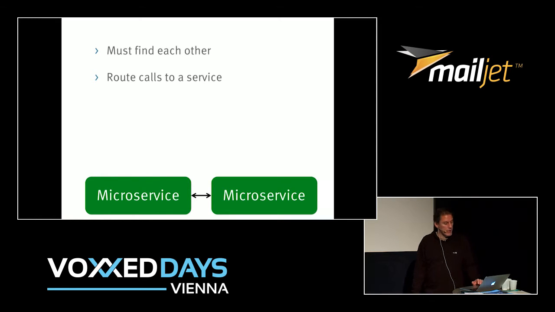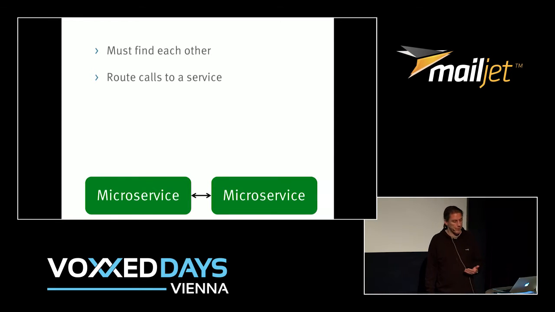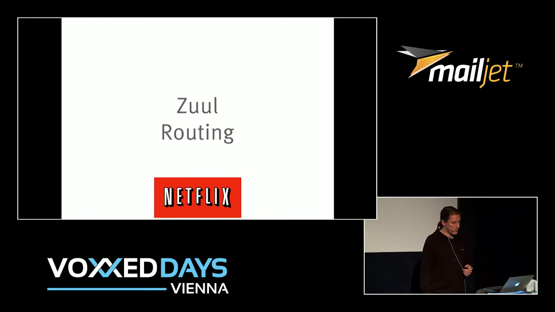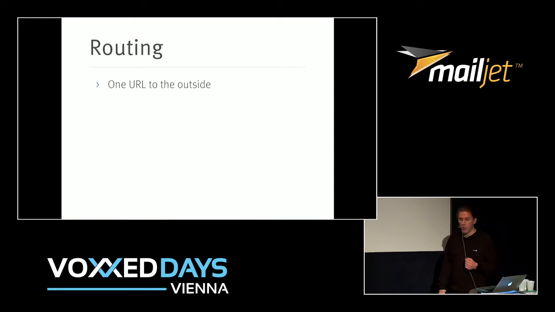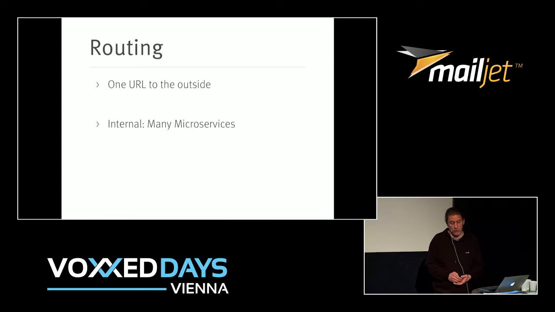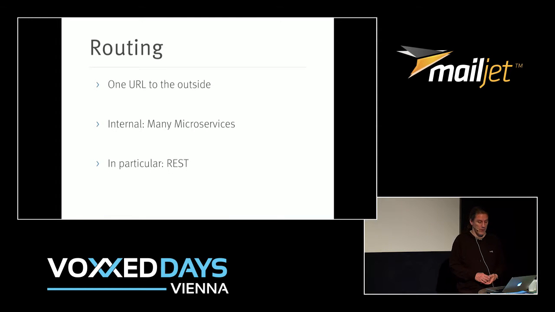Another thing that you can do is you can add some kind of routing. So why would you do that, or what's the problem here? This is something that Zuul does. And the idea is I provide one URL to the outside, but internally there are quite a few microservices that talk REST, and I want to send a request to one specific microservice. Now again, just like with Eureka, there are alternatives. One very obvious alternative is to use a reverse proxy and use that for routing. Why would I use Zuul instead of a reverse proxy?